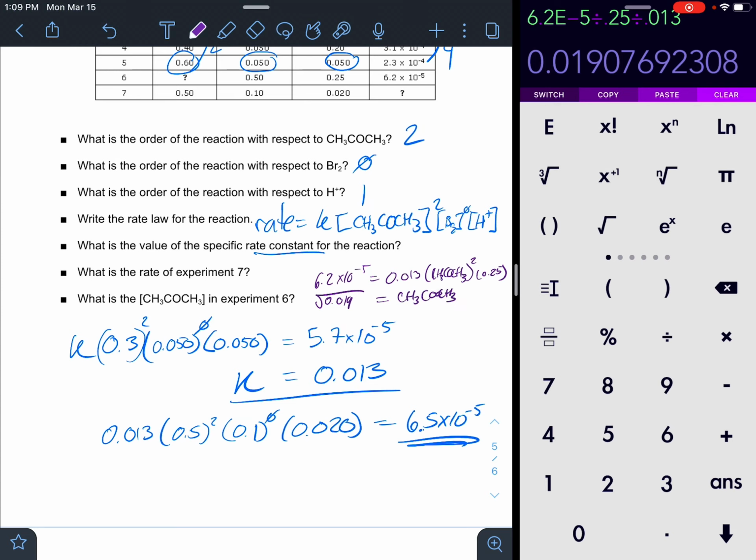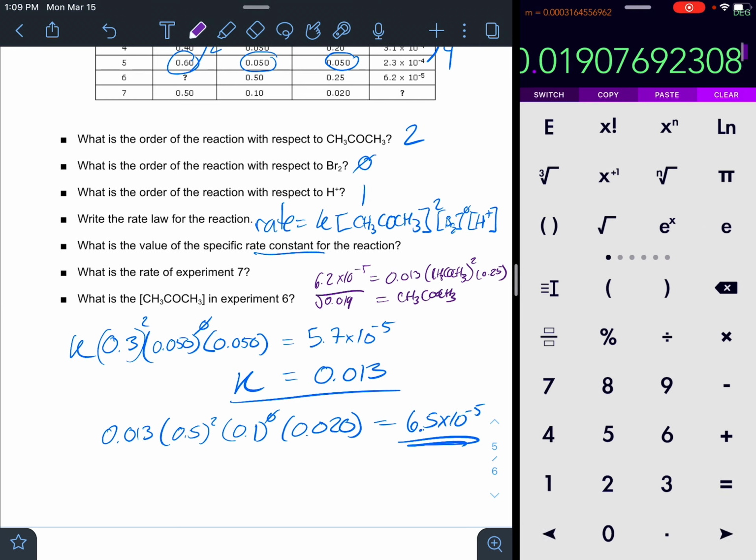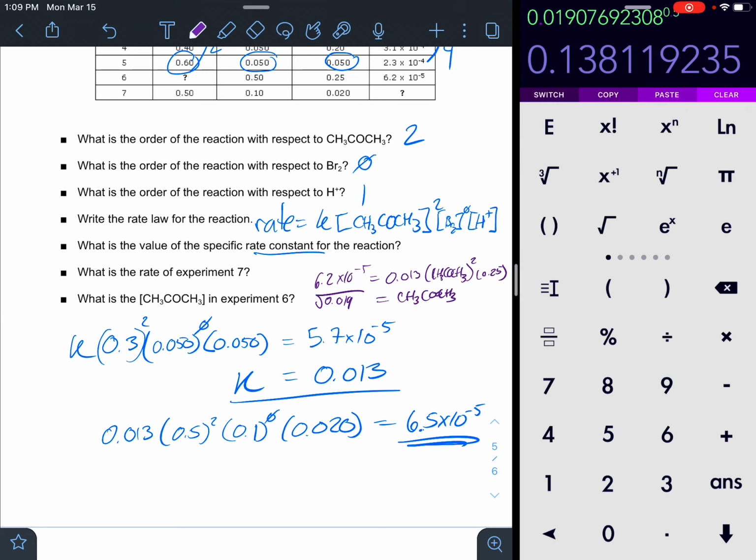CH3. So watch out for that square root step. That's definitely one that a student will make a mistake on. And I can't do a square root very easily on this calculator, so I do use the power of 0.5. So my value is 0.14 equals the concentration of CH3COCH3. Okay, hopefully that helped you out, and we'll talk to you in the next one.